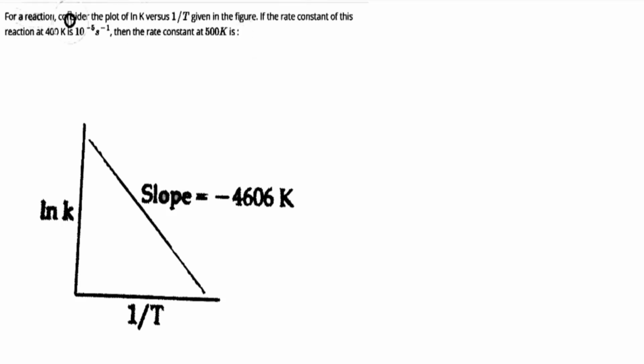The question is, for a reaction, consider the plot between ln k versus 1 by T given in the figure. If the rate constant of this reaction at 400 Kelvin is 10 power minus 5 second inverse, you have to calculate the rate constant at 500 Kelvin, right? Now this plot is between ln k and 1 by T.